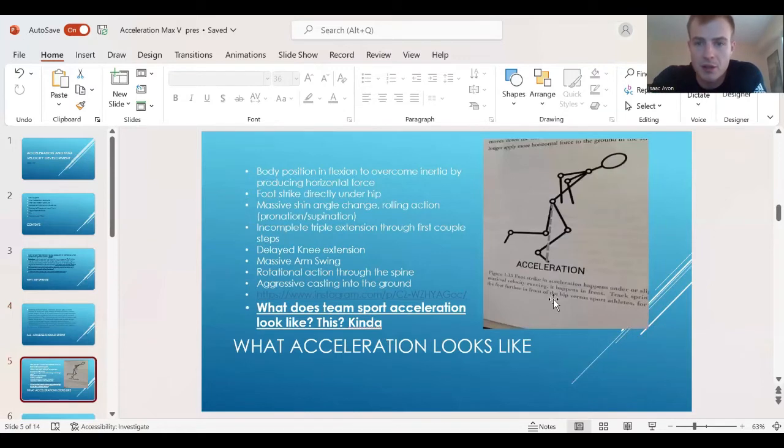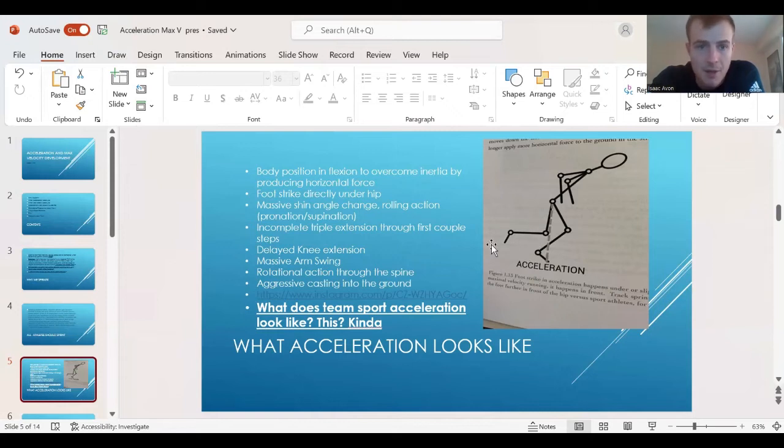What does acceleration look like? This figure on the right is from Joel Smith's Speed Strength. And here are some of the important things on the side. Body position and flexion to overcome inertia by producing horizontal force. We're seeing our body push itself forward by pushing the earth back, creating a lot of horizontal force by the front two parts of our tripod there, our foot. You can see here how the torso is leaned over at the same angle as our shin angle, with the foot striking directly under our hip.